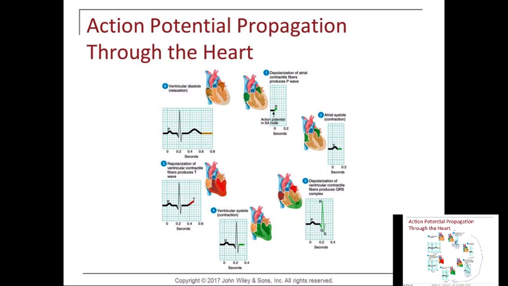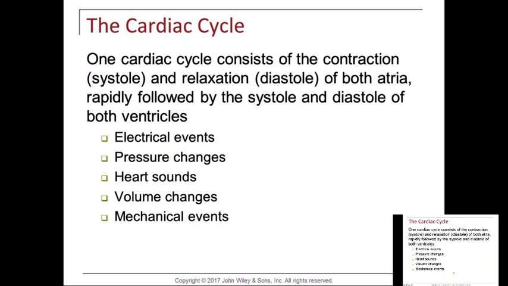You can see the QRS tells you what's happening. So take some time, and even the picture shows you how the blood is pooling up in the lungs and in the heart at different levels. One cardiac cycle consists of the contraction, systole, and relaxation, diastole, in both atria, rapidly followed by systole and diastole of the ventricles. There's electrical events, pressure changes, heart sounds, volume changes, and mechanical events.